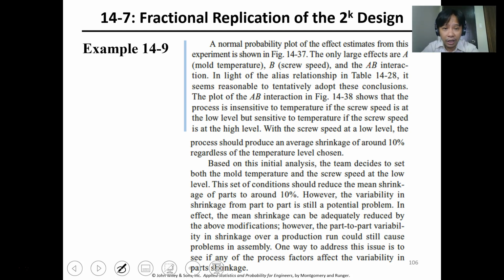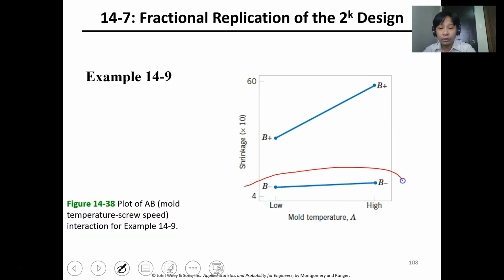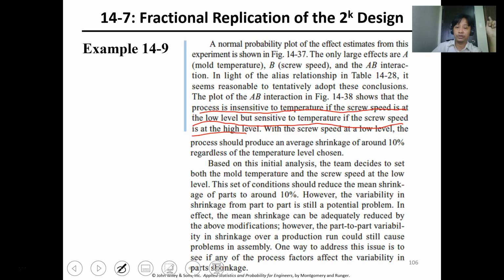Okay? The process is insensitive to temperature at low screw speed setting, but sensitive to temperature at high screw speed. With the screw speed at low level, the process should produce an average shrinkage of around 10% regardless of the temperature level. So, meaning dito, we can run at any temperature. Pero, low speed lang para mas ma-minimize yung shrinkage. Okay? So, hindi, porket mas mabilis, mas maganda yung production. So, ayun yung isa sa mga tinitingnan.